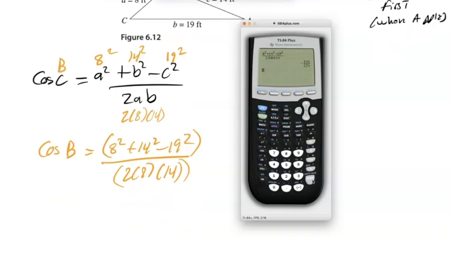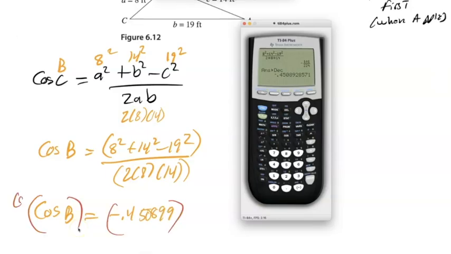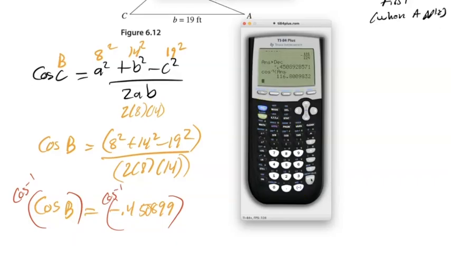So I get that. That's weird. I expected normally they give you a decimal. Either way is fine, but just let's say you have cosine B equals negative 0.45089. And now I want to get rid of cosines, so we do cosine inverse. Second cosine of my answer. I put second answer here, and we get 116.8.